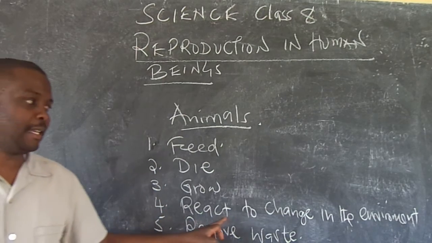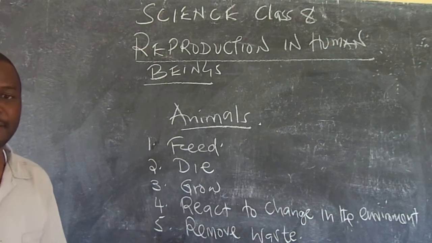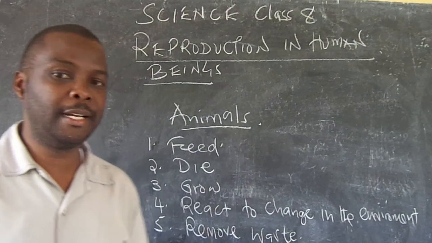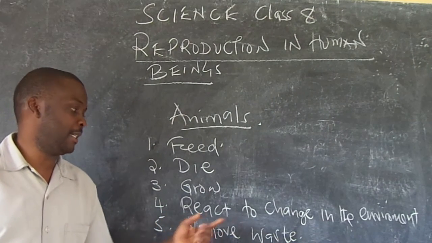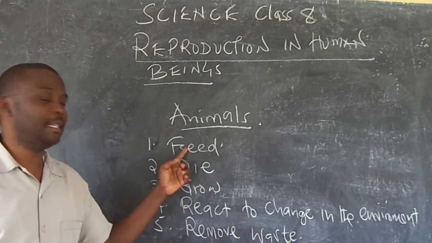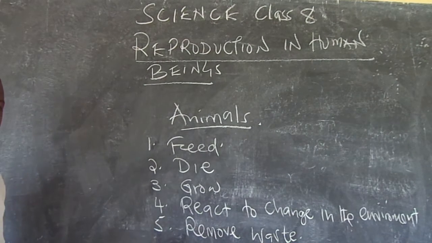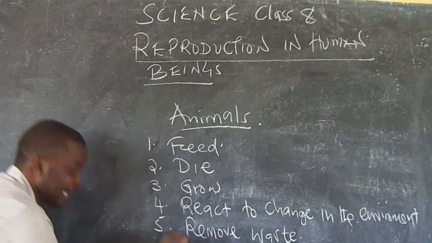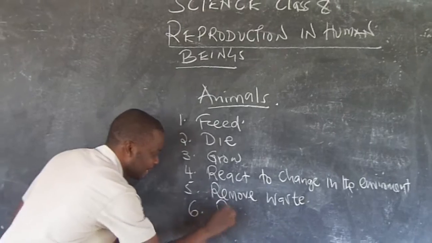They react to changes in the environment. For instance, if it's raining, definitely you will find yourself sheltering and going into the house to shelter yourself or using an umbrella. That means that you are reacting to changes in the environment, and then they remove waste. After eating, that's feeding, definitely you remove waste. But there's one key thing that I want us to focus on, and this one is characteristic number 6. We all say that animals reproduce.